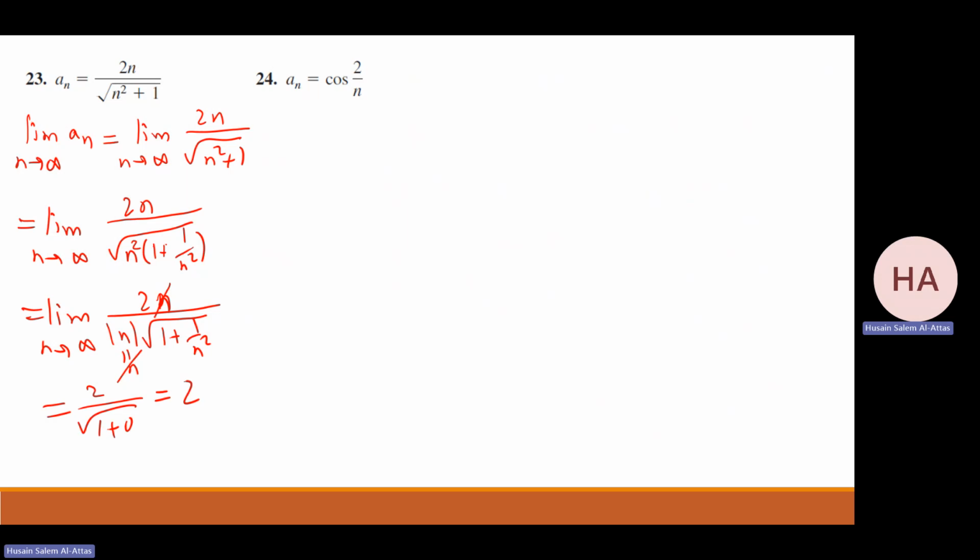This one, be careful here. The limit of an as n goes to infinity will be the limit as n goes to infinity of cosine 2 over n.